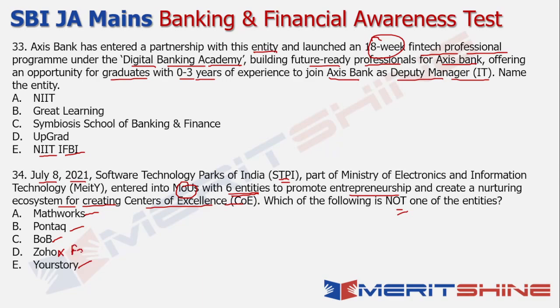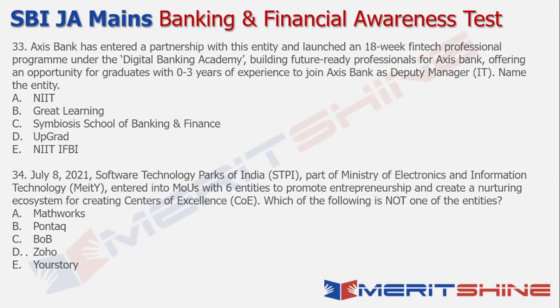So the answer in this case, instead of Zoho, it was Freshworks, and Freshworks, of course, happens to be one of the entities that got recently listed on NASDAQ as well. And again, more than 500 of its employees turned crorepatis basically. Now, that's again a big motivating news for you guys. So Freshworks and Yes Bank were the other 2 entities, and the answer in this case is Zoho is not one of those entities which basically tied up with STPI, right? So that's the answer here.